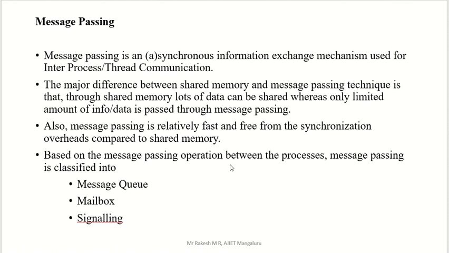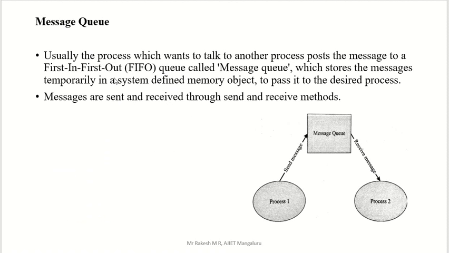Based on the message passing operation between the processes, message passing is classified into three types: message queue, mailbox, and signaling. What do you mean by message queue? Here we have two processes, process 1 and process 2. Communication is required between process 1 and process 2. How will that communication occur? It is done using one buffer, called a queue. Queue or buffer, that is called a message queue.